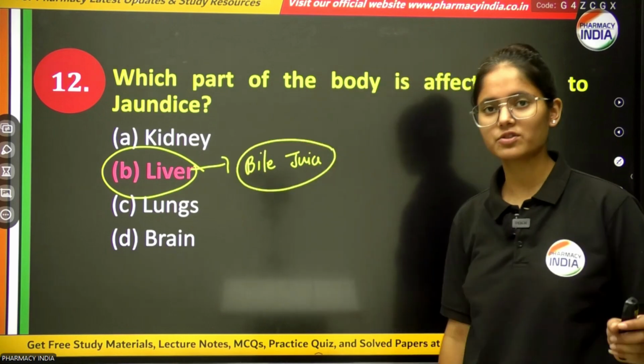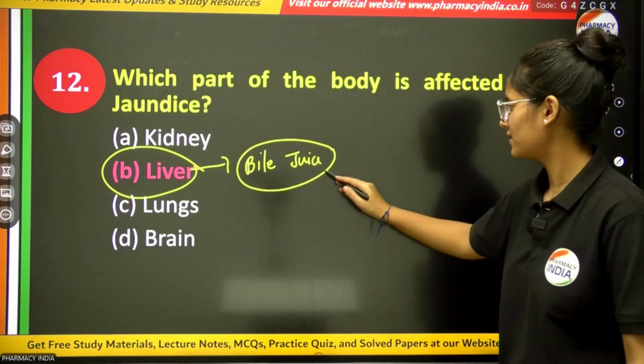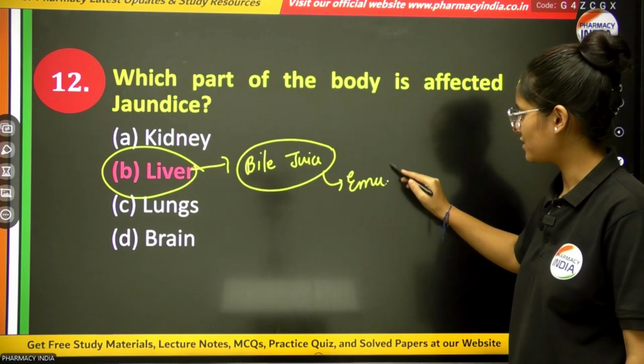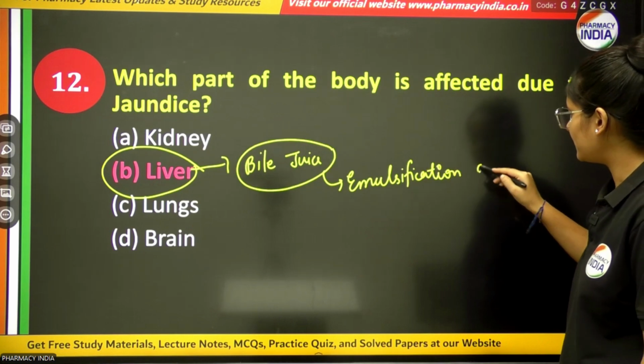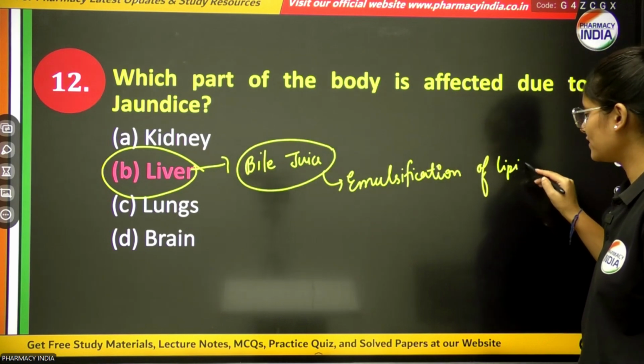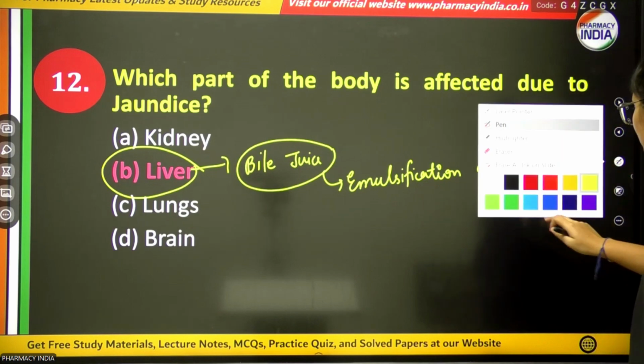What is the normal function of bile juice? Emulsification of fat, emulsification of lipids, you can say. Emulsification of lipids. Clear? So the correct option will be very obvious. That is your liver. Okay.